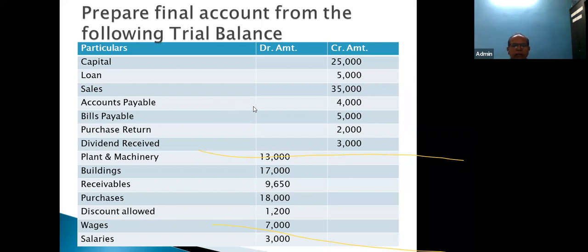After this, the third statement, balance sheet. Balance sheet as on 31st March. Liabilities, rupees, assets, rupees. And in each statement, just leave about 6-7 lines, 5 to 7 lines are enough.